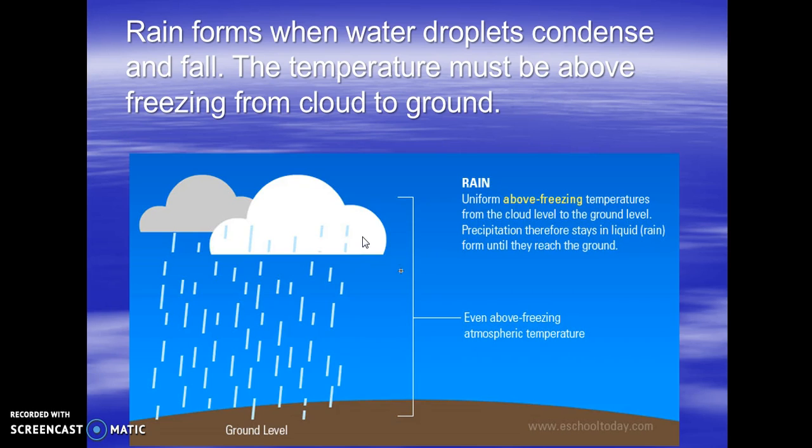Well, how does rain form? Well, if the temperature from the ground level up to the clouds stays above freezing, this will condense and actually form rain. So it's got to be above freezing, uniform temperature from ground level up to the actual clouds. Go ahead and write this.